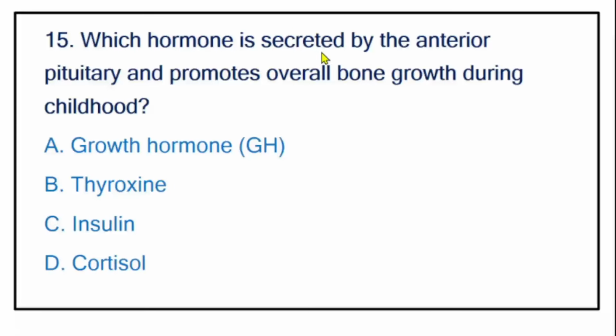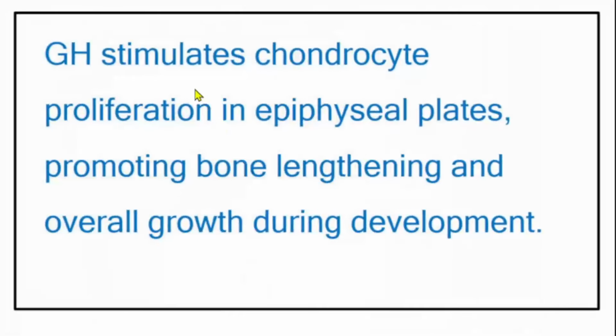Which hormone is secreted by the anterior pituitary and promotes overall bone growth during childhood? Growth hormone, thyroxine, insulin, cortisol. The correct answer: growth hormone or GH. Growth hormone stimulates chondrocyte proliferation in epiphyseal plates, promoting bone lengthening and overall growth during development. This happens in childhood.